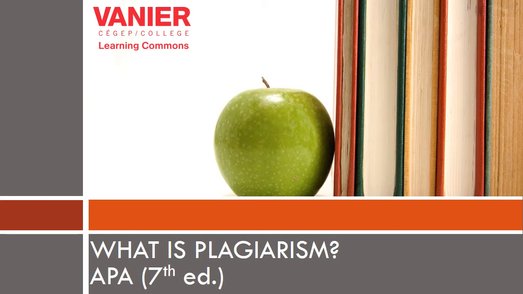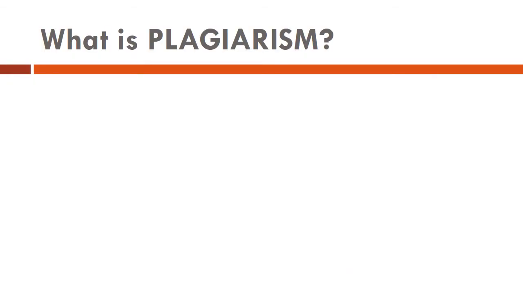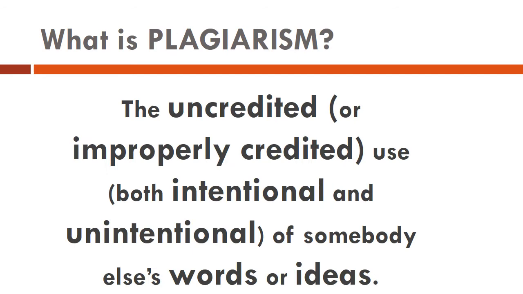This short 5-minute video is going to explain to you exactly what plagiarism is. All academic institutions have pretty much the same definition of plagiarism. The definition of plagiarism is the uncredited or improperly credited use, both intentional and unintentional, of somebody else's words or ideas. The words that are in bold are important for you to understand.